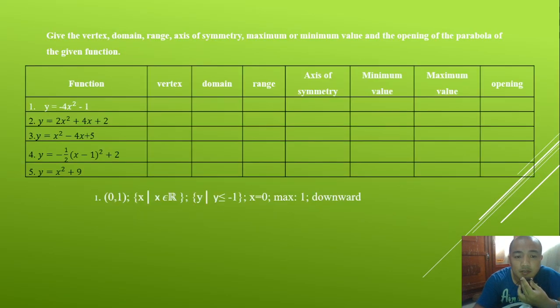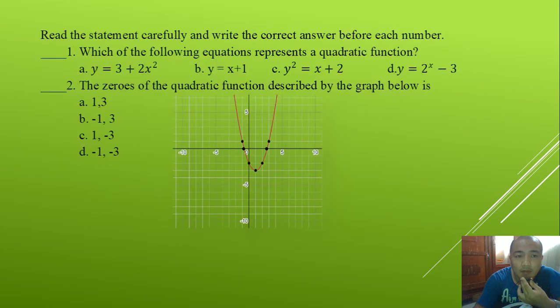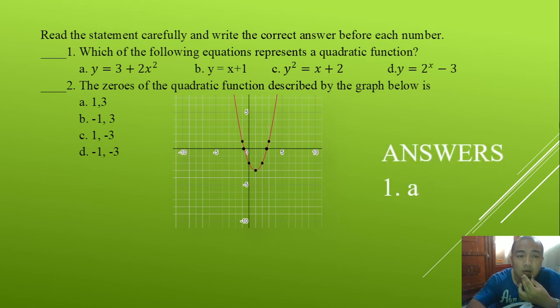our exercises for the topic properties of quadratic function. Now this time we have here a multiple choice exercise. Read the statement carefully and write the correct answer before each number. Number 1. Which of the following equations represent a quadratic function? A, B, C, or D? What's your answer? A. Okay, only A represents a quadratic function. B is linear. C cannot be, because y is the one squared. Here, 2 raised to x is the reverse.